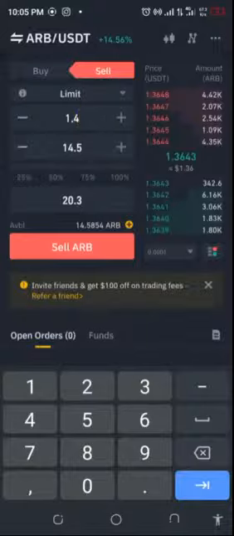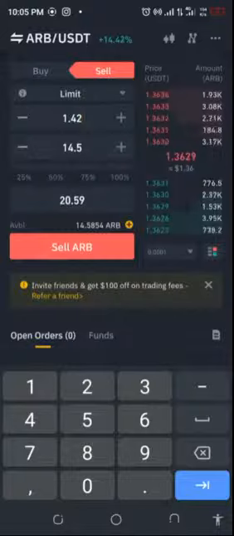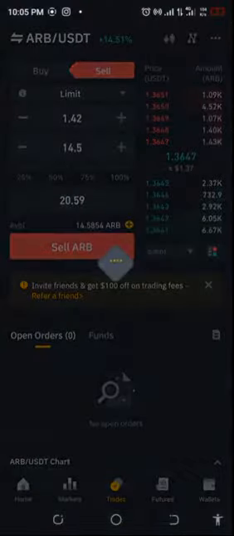Let me stop dilly-dallying. Let's go and see whether this is going to go up. All right, I think I will leave it at 1.42. Let's hope that it does. Let's go ahead, take that screenshot, and then sell.